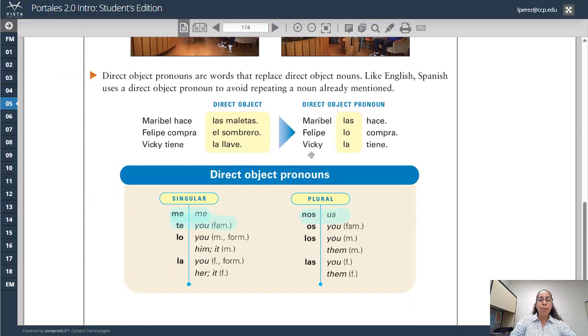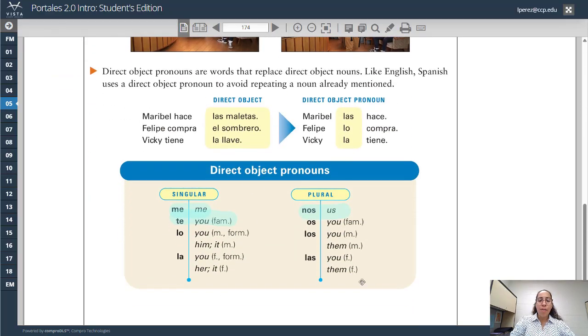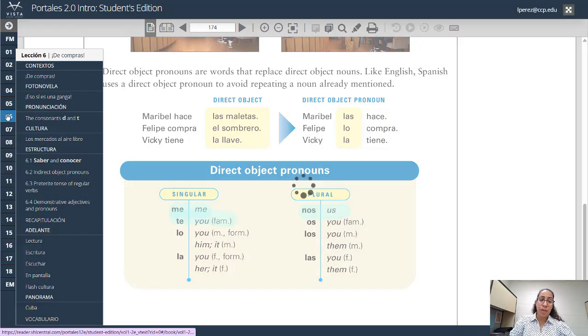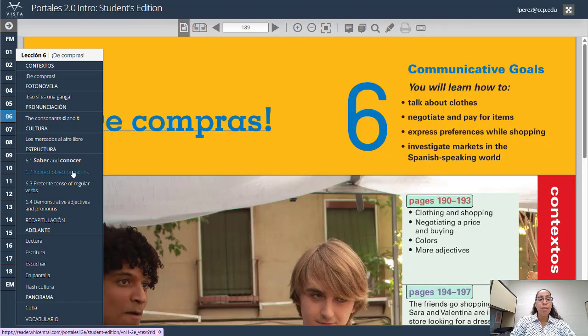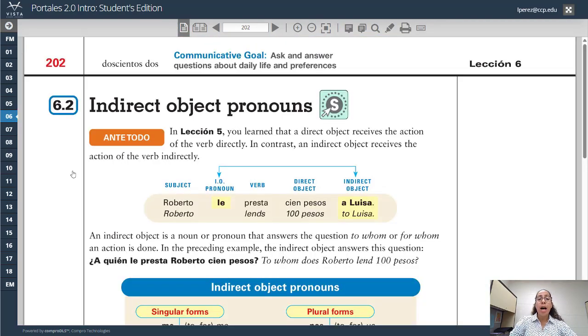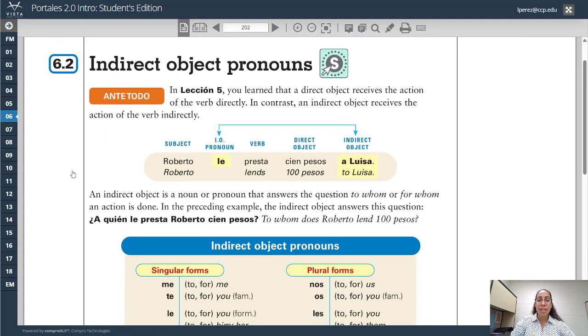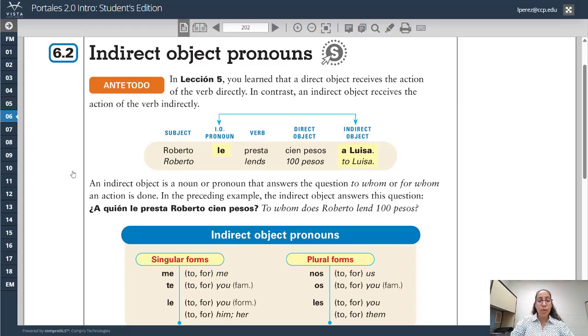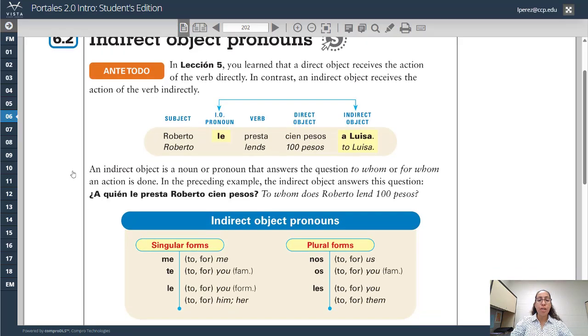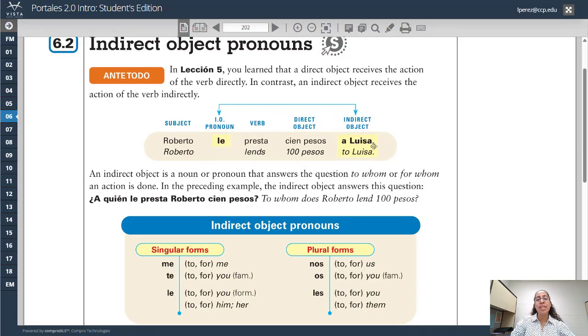The direct object pronouns are the following, and the ones that are different from the others will be your lo, la, los, and las. That's what distinguishes them the most, okay? Now, when we did this in our course, we learned about indirect objects, and I did mention in that video some of the direct objects to try to catch you up. So if you need to, go back to 6.2 and watch that again as a refresher. But the indirect is really who receives that.